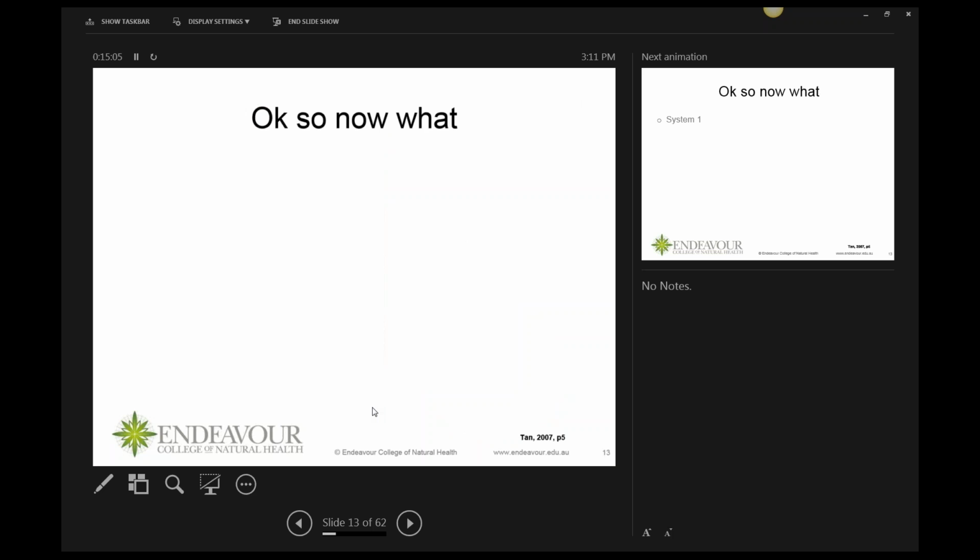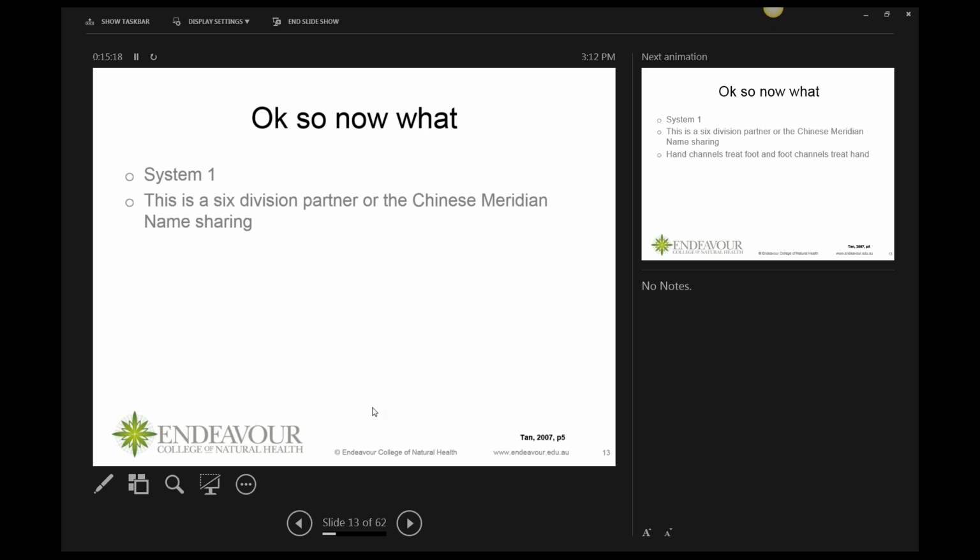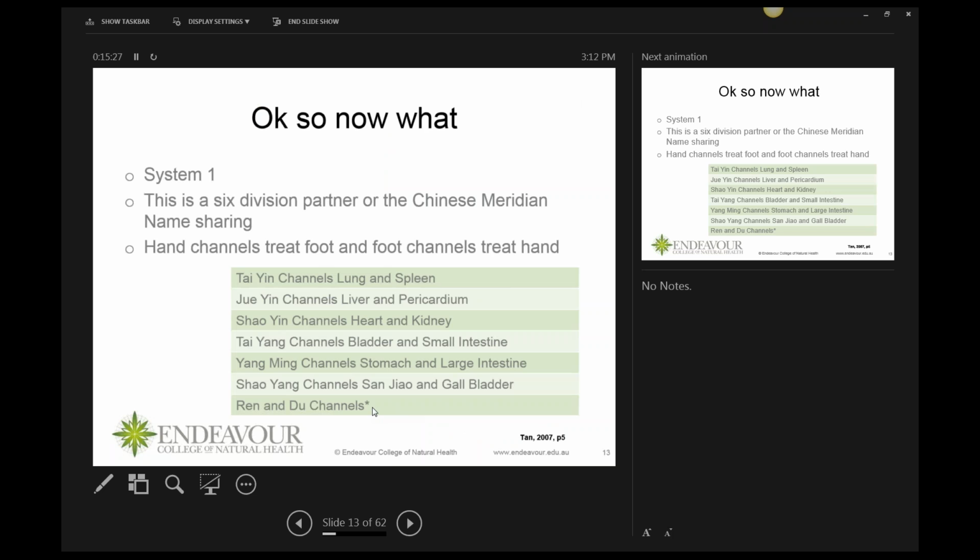There's 6 that we're going to cover. The first one, funny enough, called System 1, is probably something that you're quite familiar with. It's a 6-divisional partner of a Chinese meridian name sharing. So that's quite a mouthful and could have been worded better. But hand channels treat foot channels treat hand channels, and they're paired from that 6-divisional or name point of view. So Tai Yin, lung and spleen paired together, and etc. on that table. So from this one, you can needle the opposite side. So if you've got access to those handouts, this is in that handout, and this is the first system that's on that one.